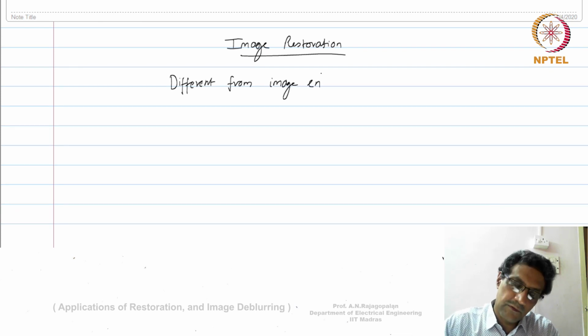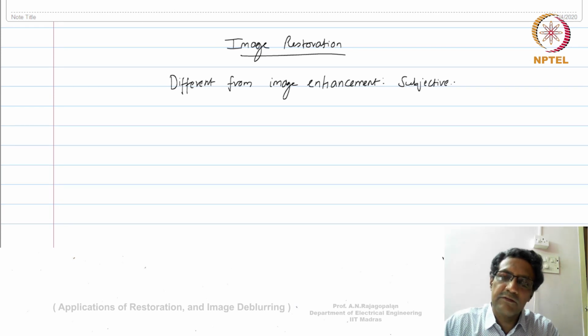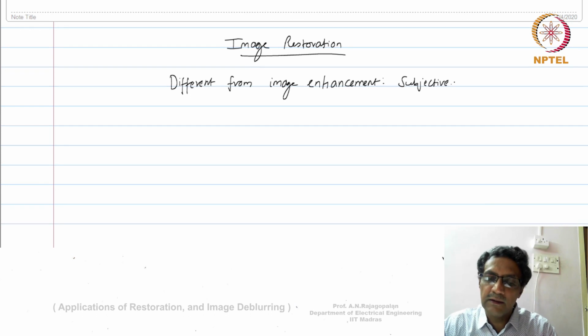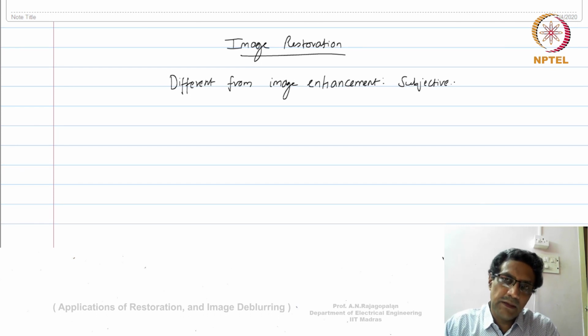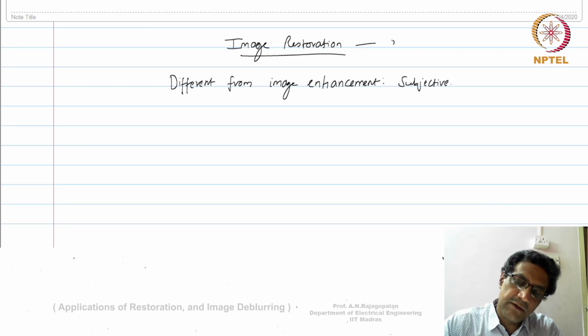As you would have noticed, image enhancement was more subjective, right? There were a lot of subjective issues. It was more about enhancing contrast, illumination compensation, and so on, somehow enhancing the visual appeal of an image. And as I said earlier, some people may like a visual appeal, but the same kind of visual appeal may not apply uniformly across people, right? Restoration, on the other hand, is very objective.